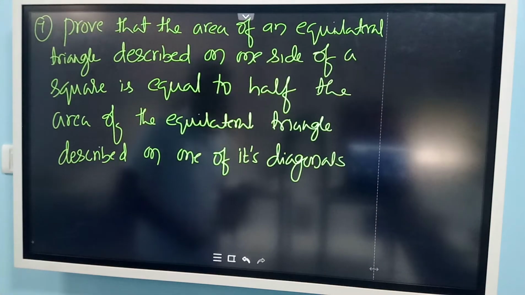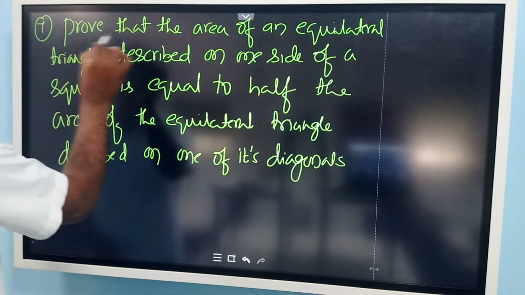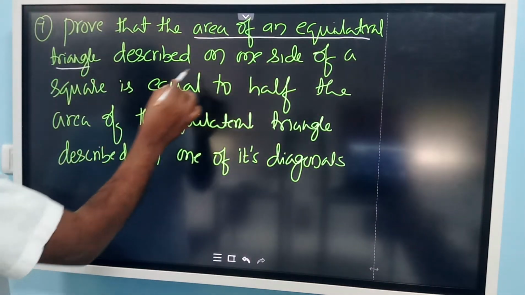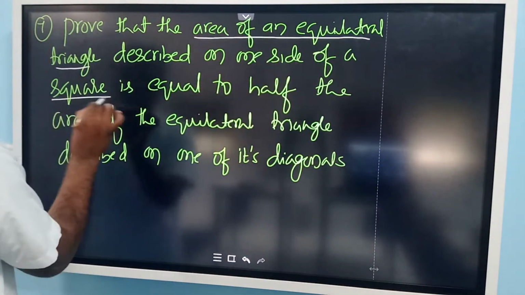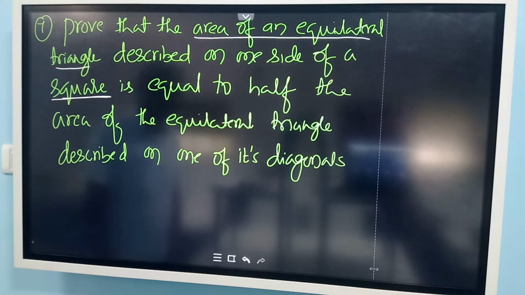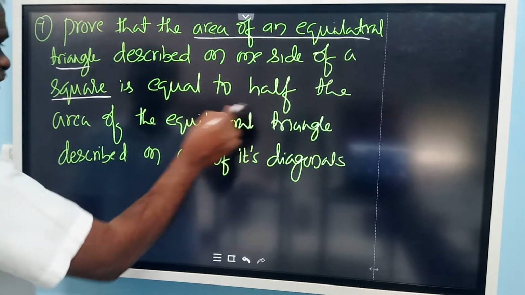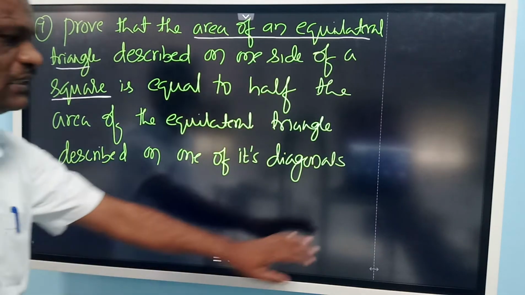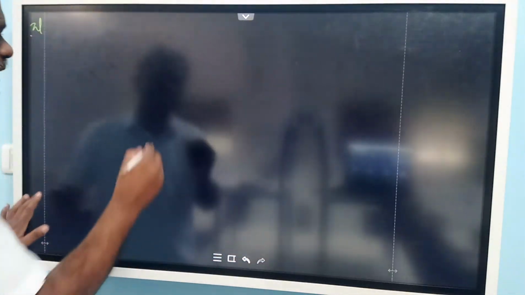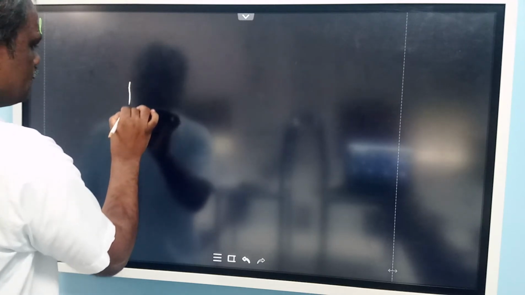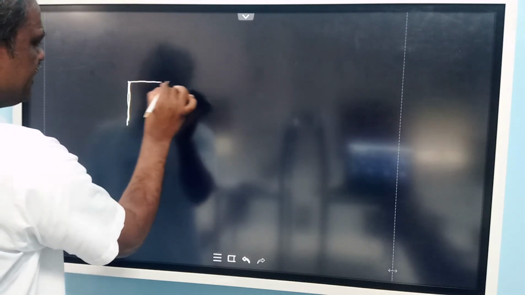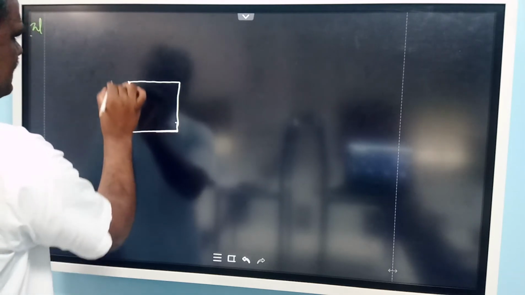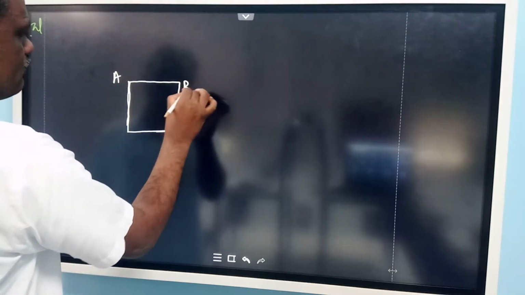Here, question number 7. Look at this. Prove that the area of an equilateral triangle described on one side of a square is equal to half the area of an equilateral triangle described on one of its diagonals. First let us draw a square here. Consider ABCD is a square.